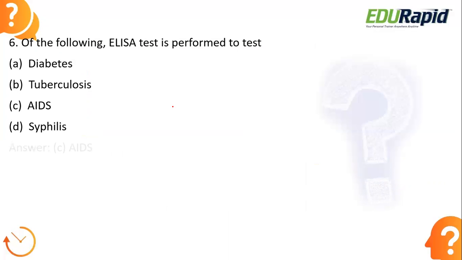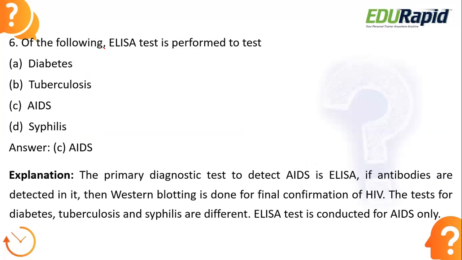Okay, here the right answer is option C, AIDS. Basically, this ELISA test is specifically performed to test for the presence of AIDS in an individual, right? That is, when there is a presence of HIV virus in an individual, usually the ELISA test is performed to confirm that. This is one of the primary diagnostics here.